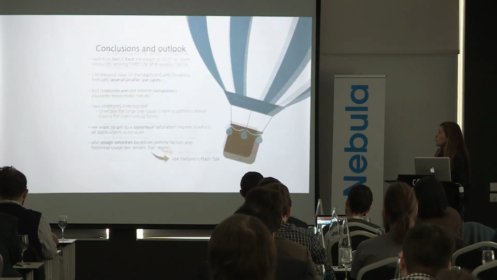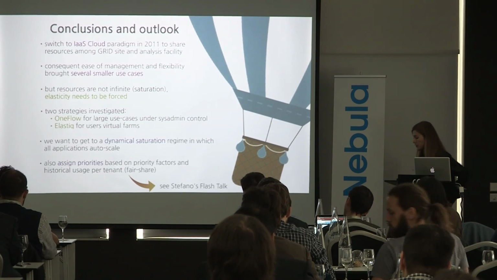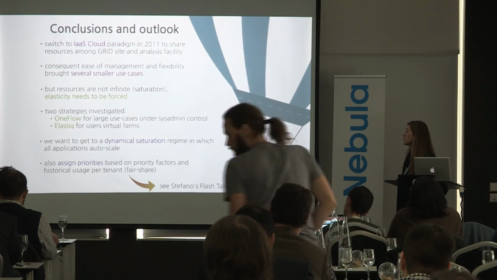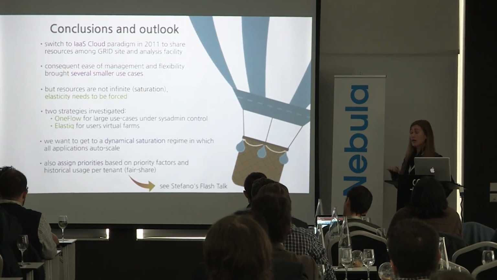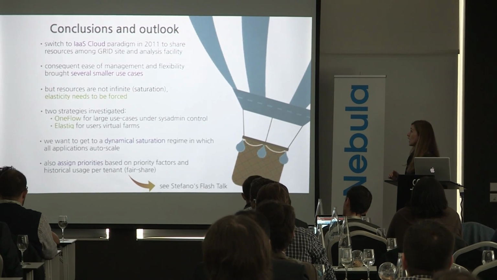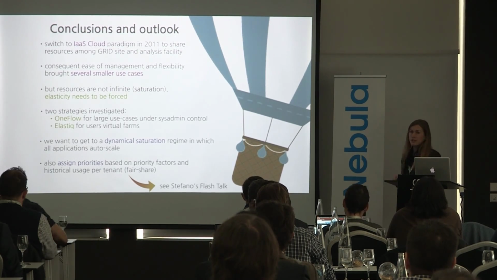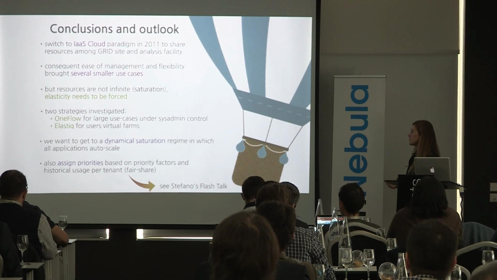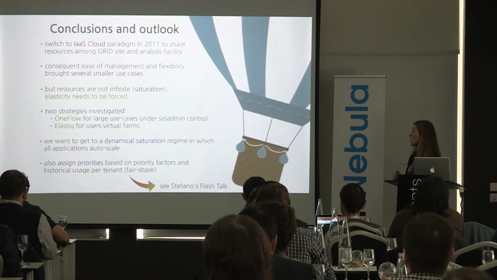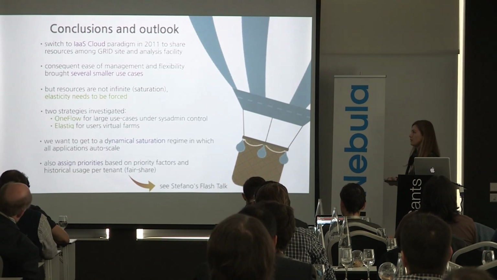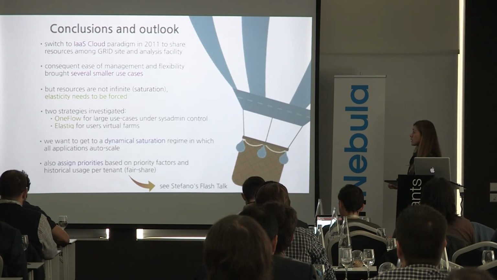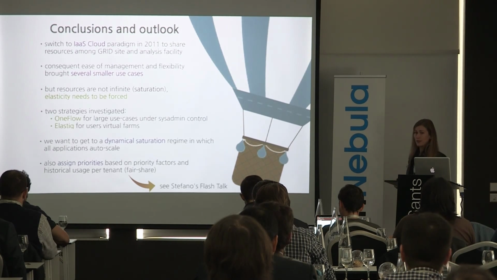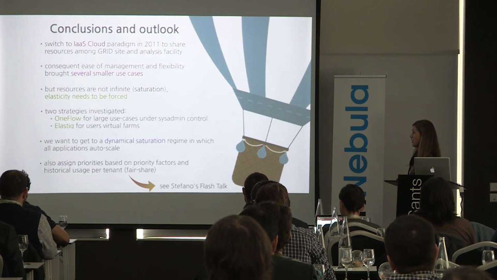So to conclude, we switched to the infrastructure as a service cloud paradigm in 2011, mainly to share resources among the grid and the interactive analysis facility, and basically to ease the management of the cloud. But then we gained flexibility and started to have fun with it, and we brought several smaller applications into our small cloud. Now we have come to the point where resources are not infinite, and we need to force elasticity somehow, especially because it's not easy to convince tenants to release their resources, even if they are not used.